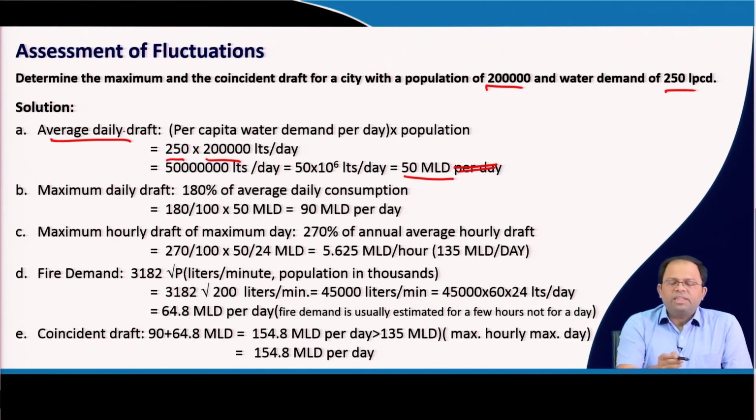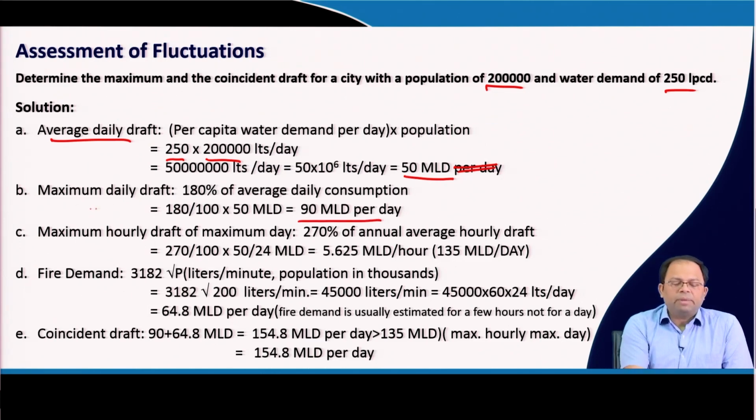So, this is the average daily draft. Now, the maximum daily draft would be 180% of this. So, 180% of the average daily consumption is 180 divided by 100 into 50 MLD, that is 90 MLD per day. That means I have to design my system to supply 90 MLD.